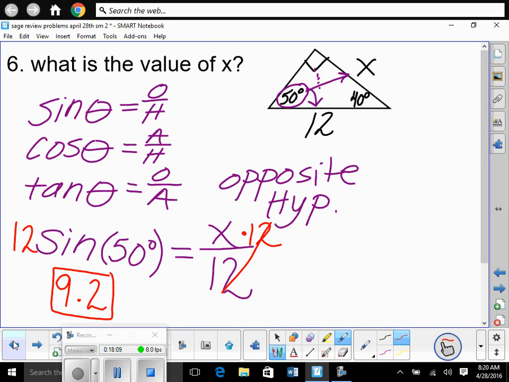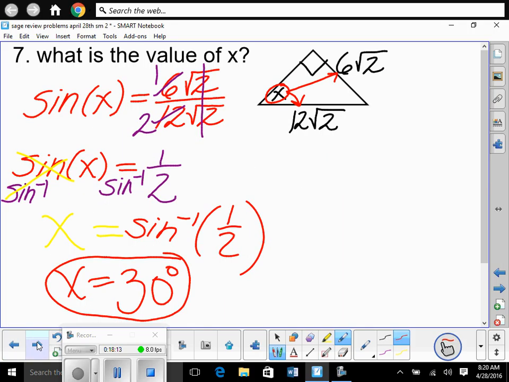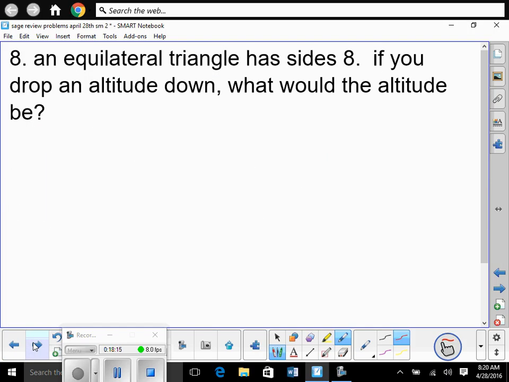What was this one? 9.2. And that wasn't degrees, right? That was a side length? Yeah. Okay.